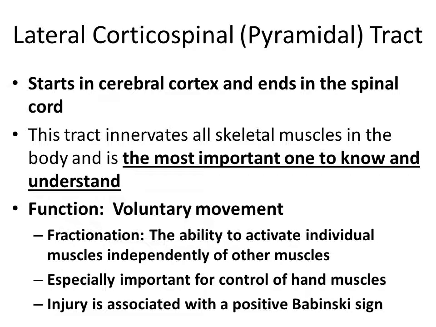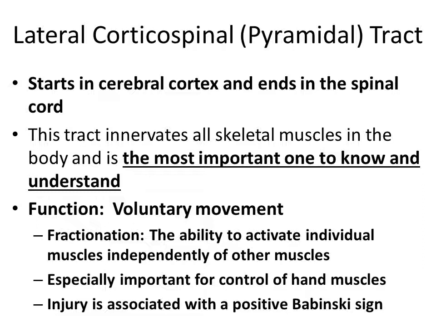The most important tract that we're going to be talking about throughout the semester is the lateral cortical spinal tract. The lateral cortical spinal tract starts in the cortex and ends in the spinal cord. It crosses on its way down at the base of the medulla. So if it's starting on the right side of our brain, it's going to travel down through the brain and brainstem on the right side.